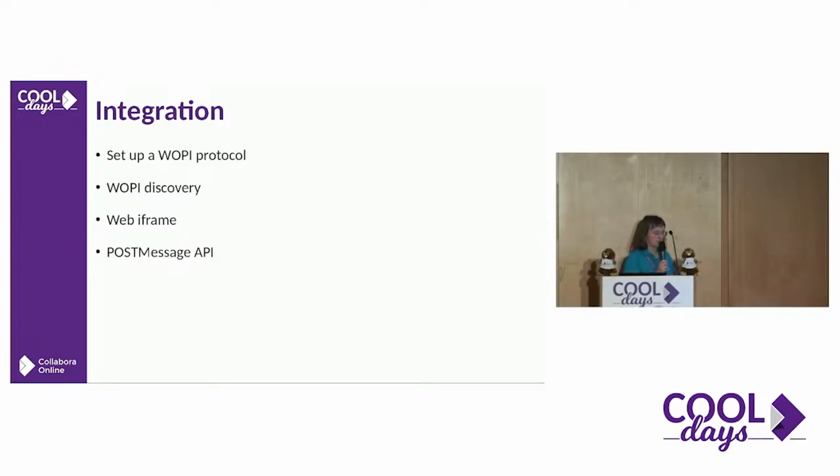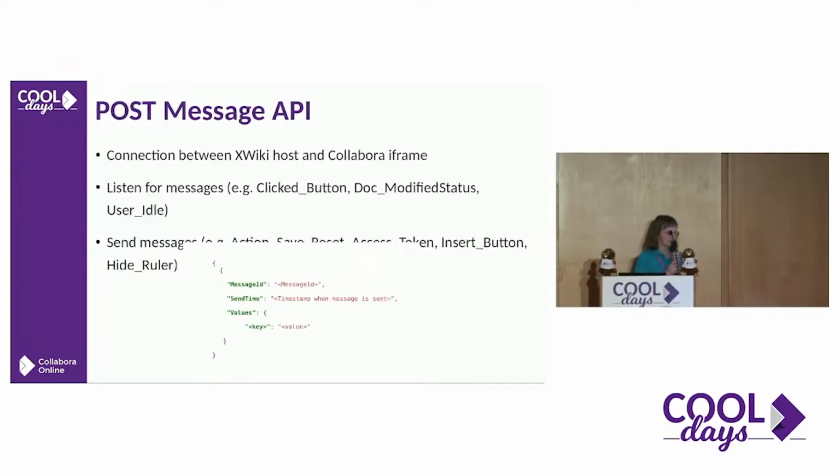Then we have the web iframe, which is added on the page displayed to the end user. As a last step, we have the post message API. This is the one that enables a smooth connection between the Collabora editor and the host application, which is XWiki. Okay, that looked better on my laptop. So this is a structured message exchange for listening and sending messages.